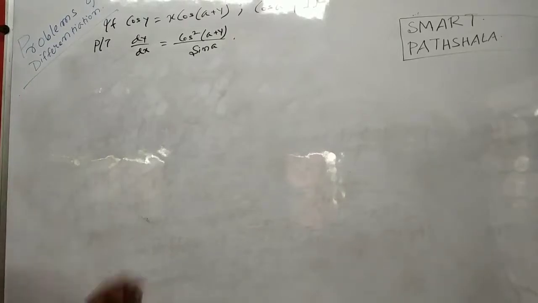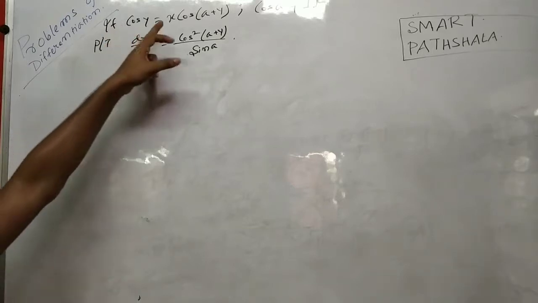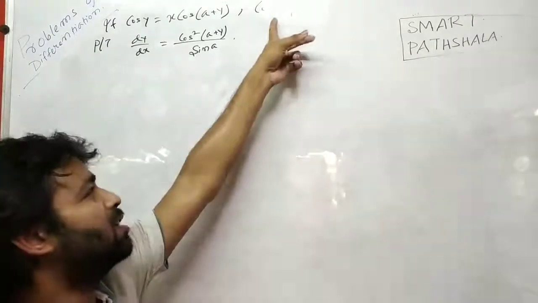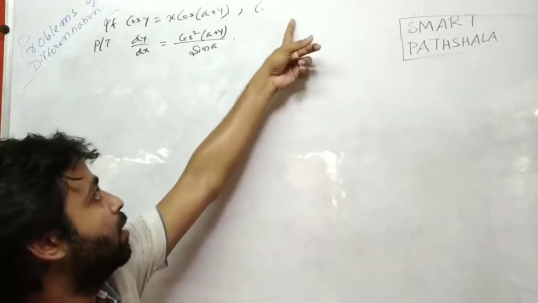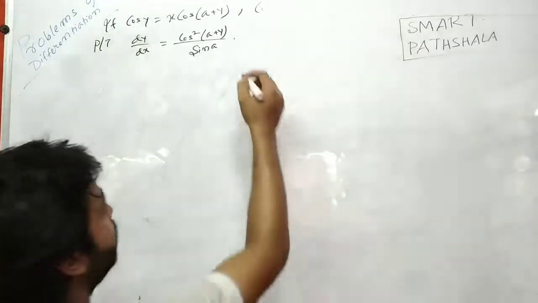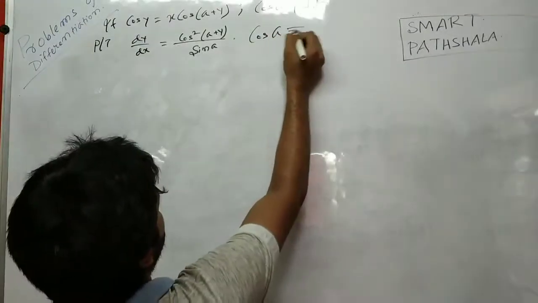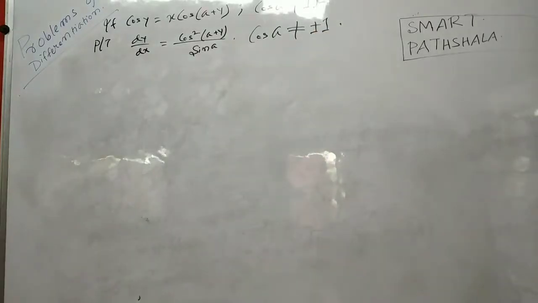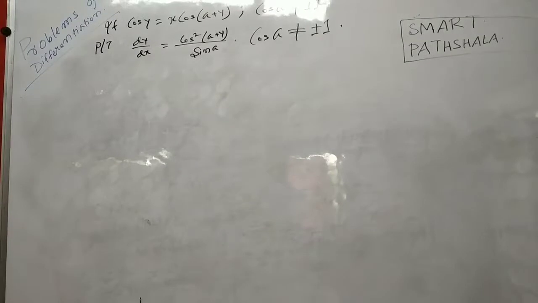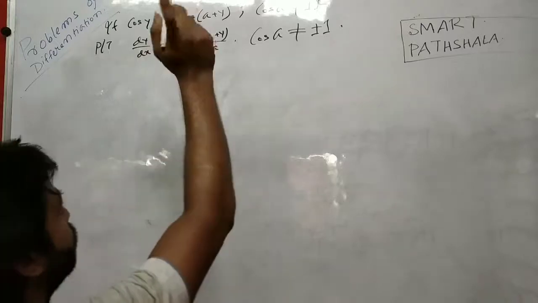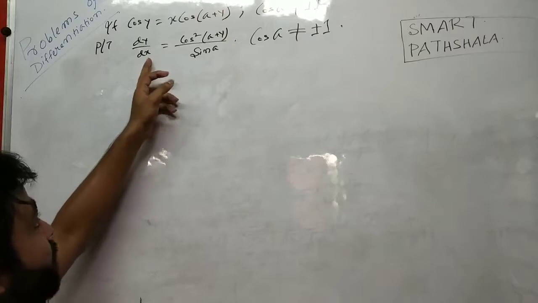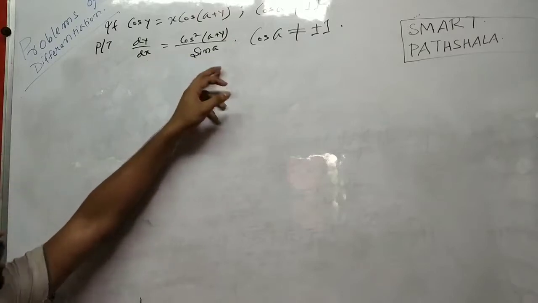In this problem, we have been given one expression that cos y is equal to x into cos of a plus y, right? And maybe this is a little bit visible or this may be blurred, but it's written here cos a is not equal to plus minus 1, right? The question given here is cos y is equal to x into cos of a plus y, and we have to prove that dy dx is equal to cos square of a plus y by sin a.